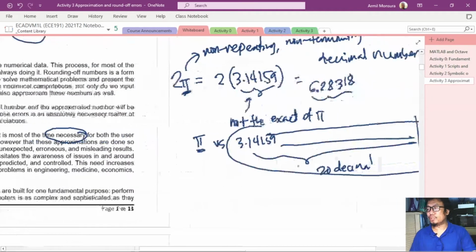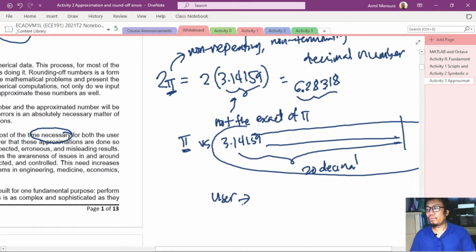Sa side ng user, of course, we cannot, for example, if I ask you to write pi, you cannot write pi using a non-repeating, non-terminating decimal number. For one thing, hindi nyo maalala lahat ng digits niyan. As I remember it now, hanggang 5 decimal places lang ako. That's how many places I can remember.